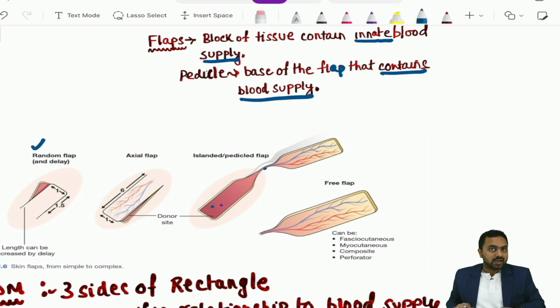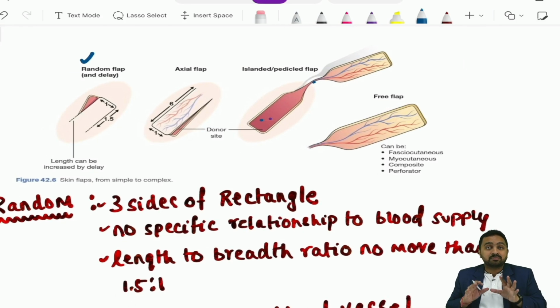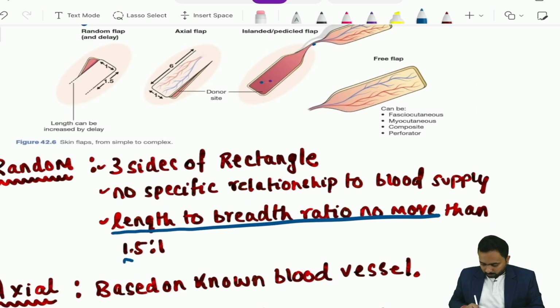So what is a random flap? They are three sides of a rectangle which have no specific relationship to the blood supply. That means it's not raised on a known blood supply, and the length to breadth ratio is no more than 1.5:1. Then we have your axial flap, which is based on known blood vessels. Then we have your island or pedicle flap.